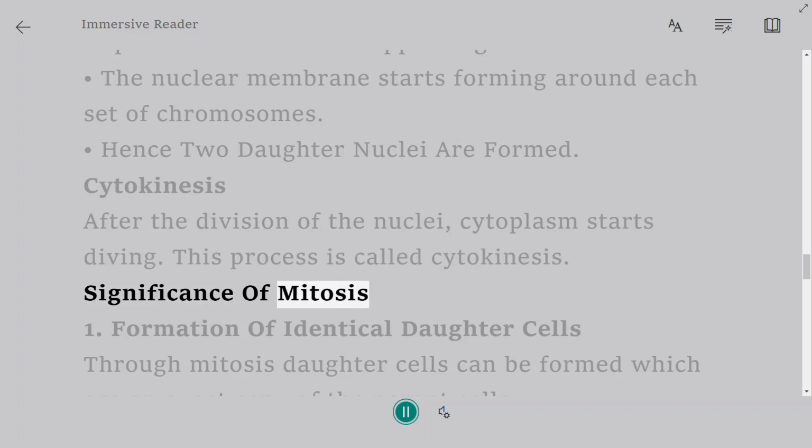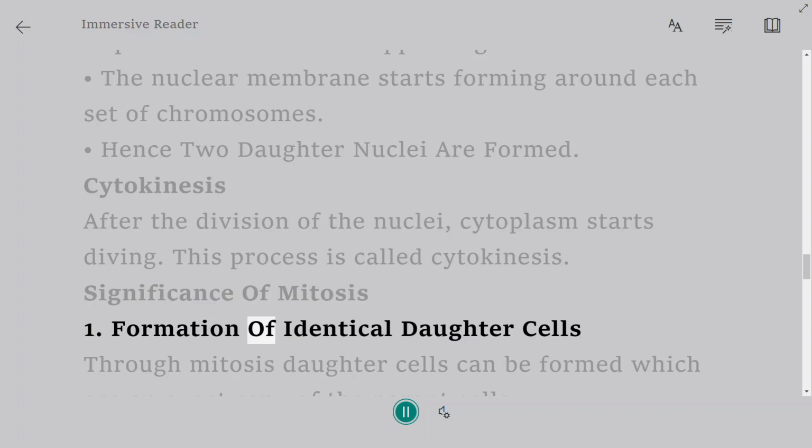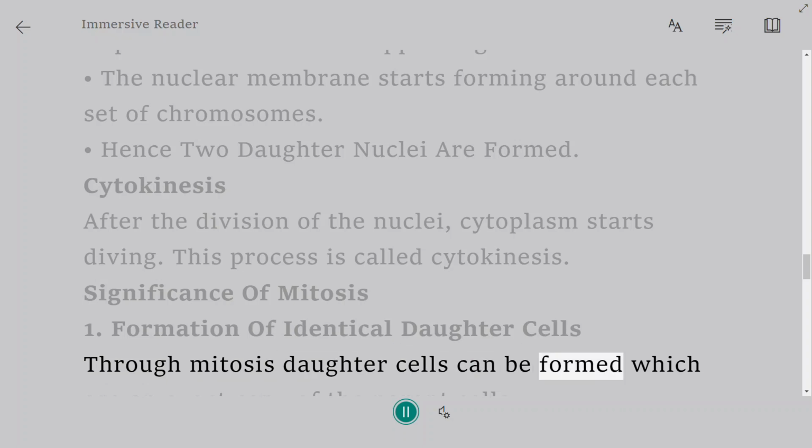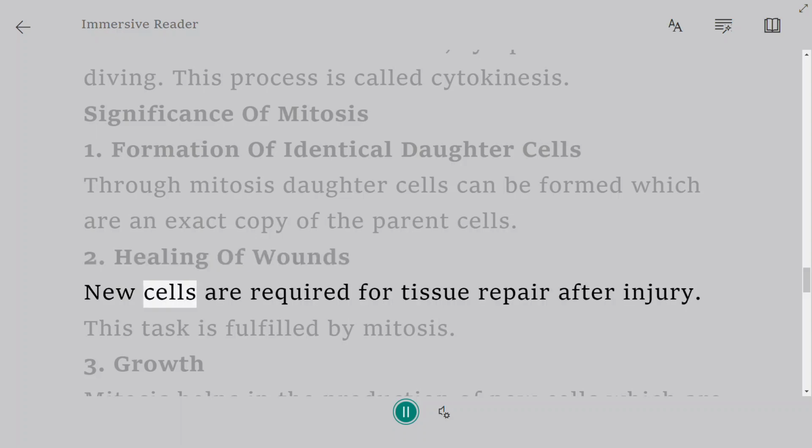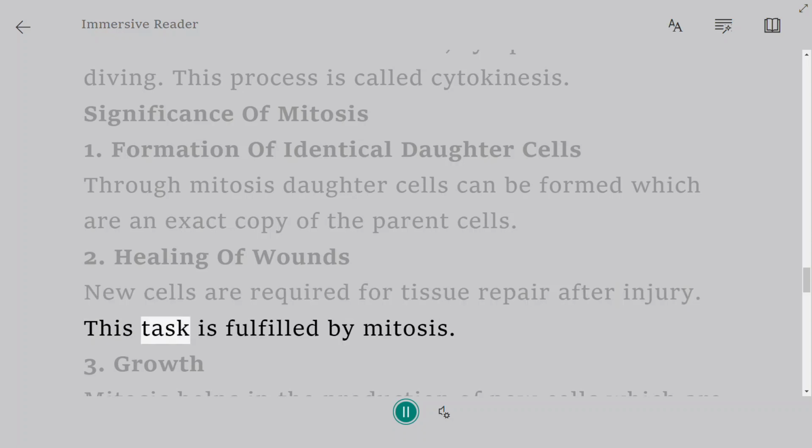Significance of mitosis. 1. Formation of identical daughter cells. Through mitosis, daughter cells can be formed which are an exact copy of the parent cells. 2. Healing of wounds. New cells are required for tissue repair after injury. This task is fulfilled by mitosis.